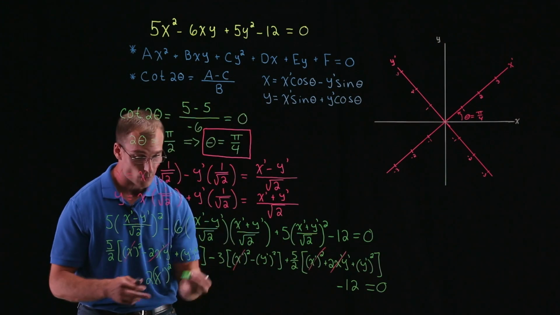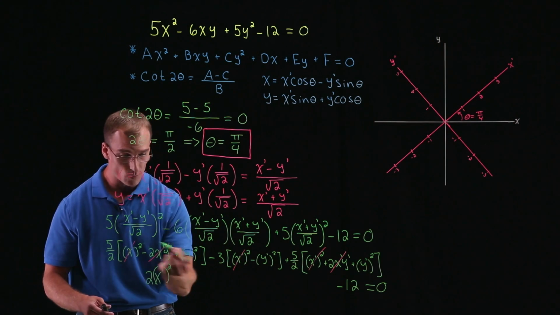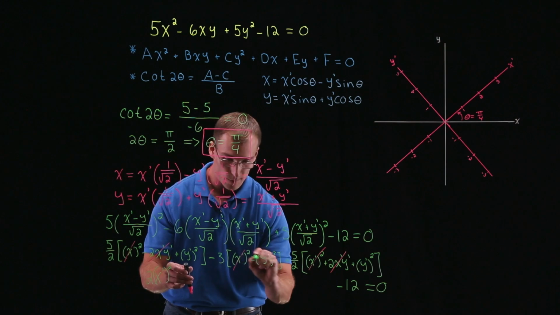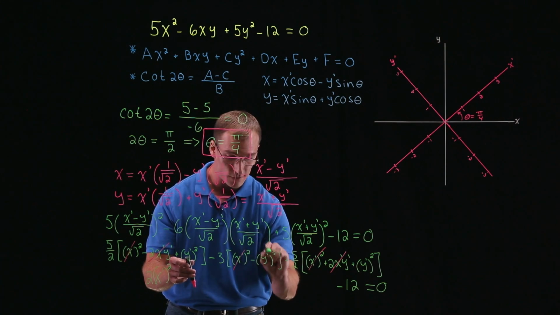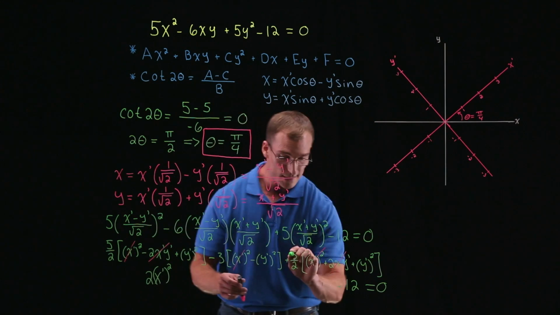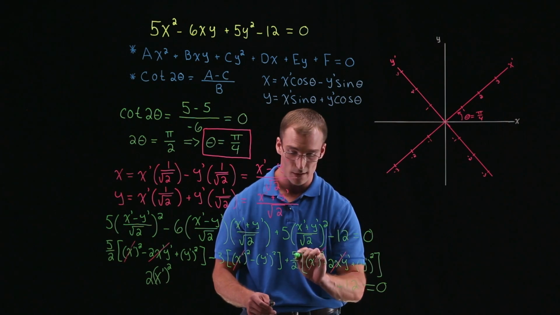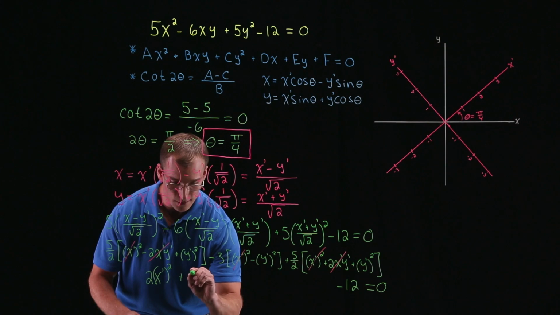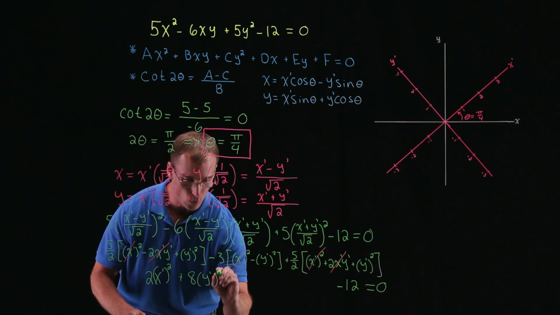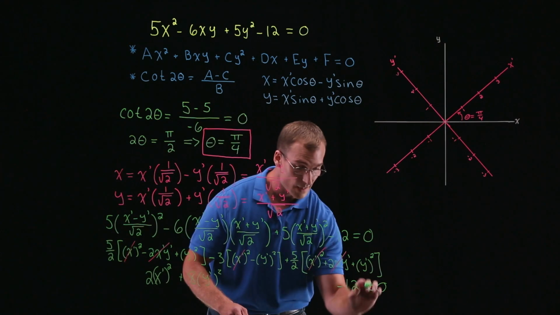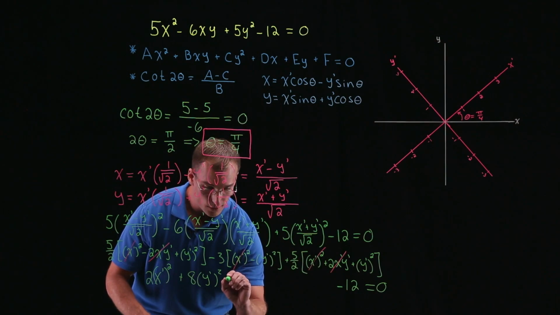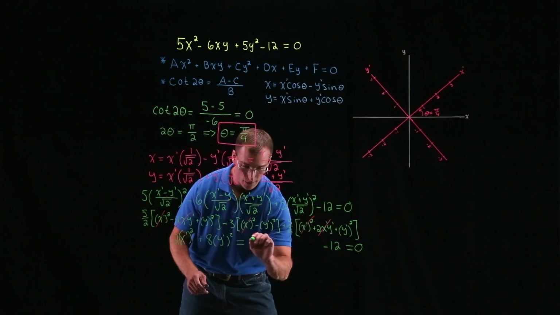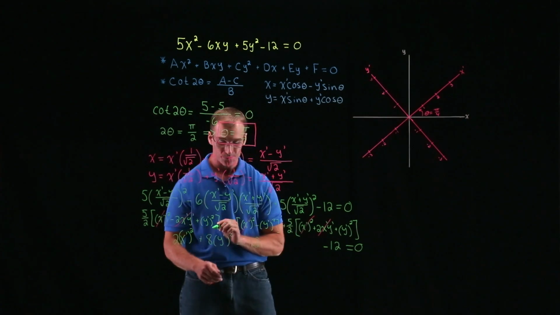All right, now lastly we have our y prime squared. So multiplied with 5 halves, we have 5 halves y prime squared. Looking in the middle, negative 3 times negative, we have a positive 3 y prime squared, and then plus 5 halves y prime squared. So 5 halves plus 5 halves plus 3, looks like that's going to give us 8, say, y prime squared. And lastly, our negative 12, we're going to add that to the other side. So we'll have 2x prime squared plus 8y prime squared is equal to 12.